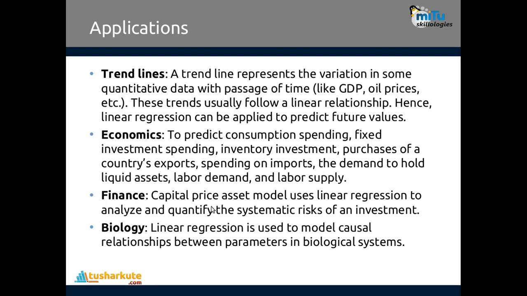In finance, the capital asset pricing model uses linear regression to analyze and quantify the systematic risk of an investment. Similar to that, in biology also, some linear models of causal relationships between parameters of biological systems are possible. So we need two entities: one dependent variable whose value changes according to another independent variable, that is the input variable, as it changes. This can be a positive linear or a negative linear relationship, created with the help of what we term linear regression.